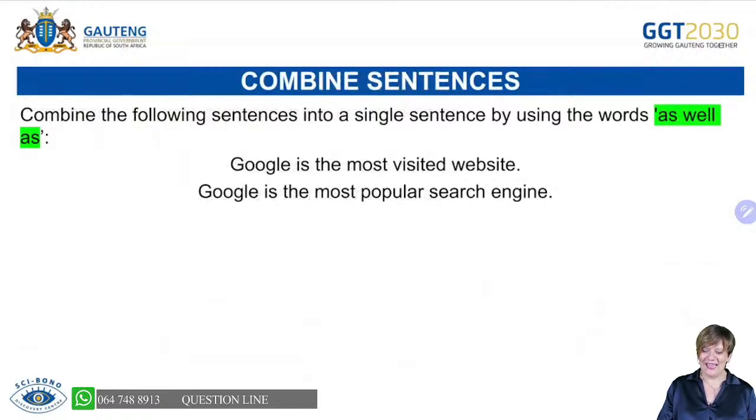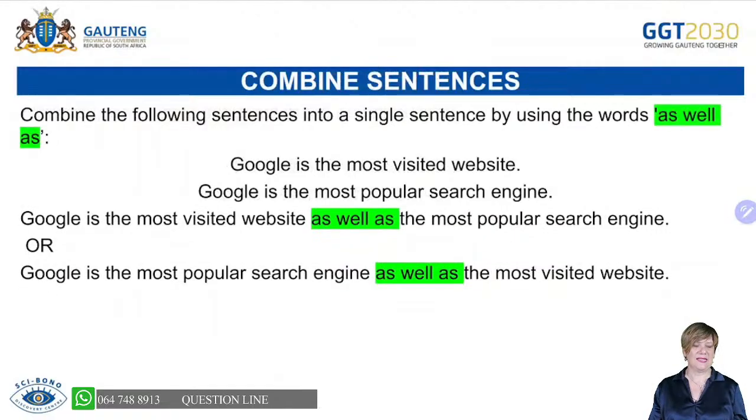Combination one. It says combine the following sentences into a single sentence by using the words "as well". It didn't tell us where the "as well" should be. Google is the most visited website. Google is the most popular search engine.